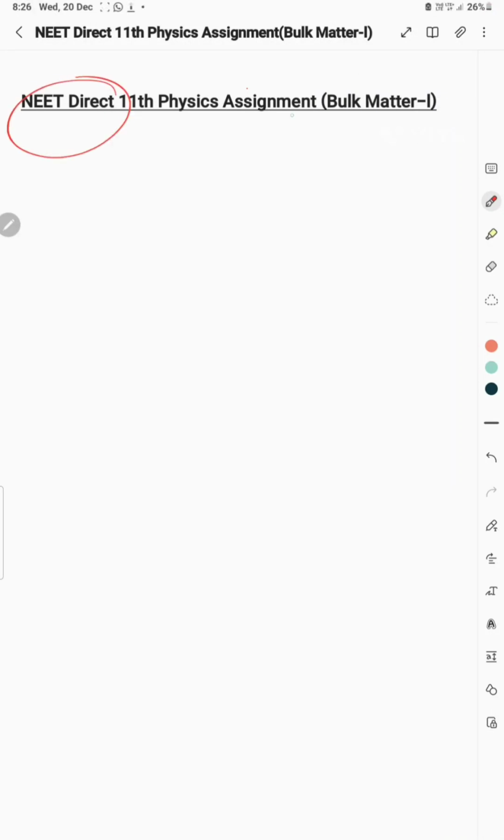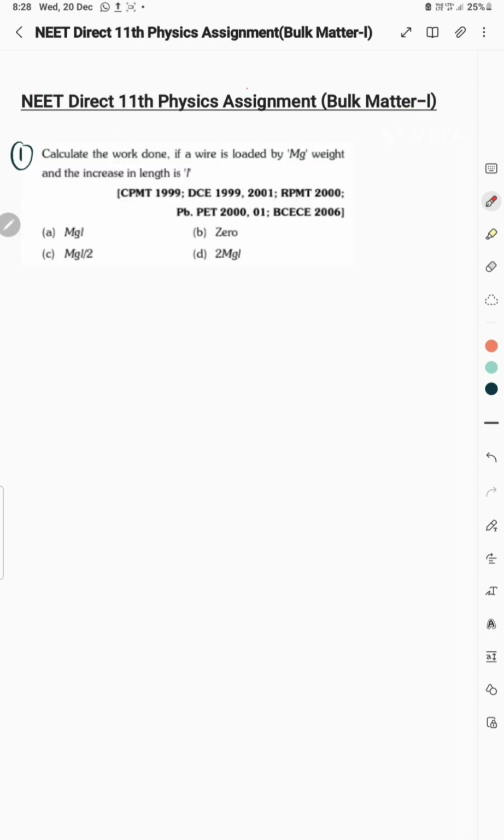Today we shall discuss the assignment solution given to the students from the chapter of bulk matter, part first. Okay, let's start from question first. Here you have to find the work done if the wire is loaded by weight mg and increases in length L. Okay, see, this is the formula, standard formula.